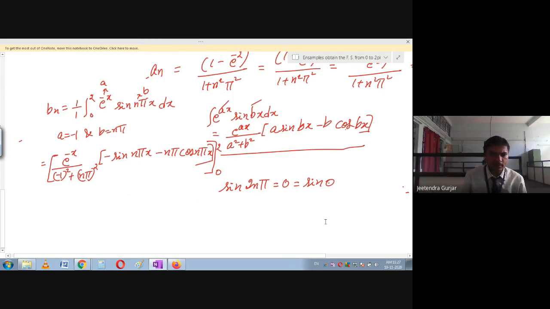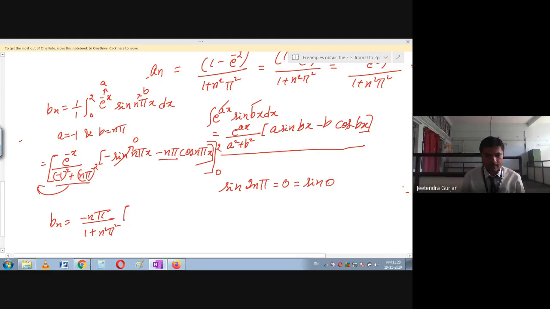Please remember this, friends. So now you can see this term will become 0, because if I take 2, it will become sine 2n pi, which is again 0. If I substitute x is equal to 0, it will become sine 0, which is also 0. So what is remaining here, students? There are constant terms I am going to take outside. Minus n pi is constant and this term is constant, so I will take them outside. So I will get bn is equal to minus n pi upon 1 plus n square pi square.